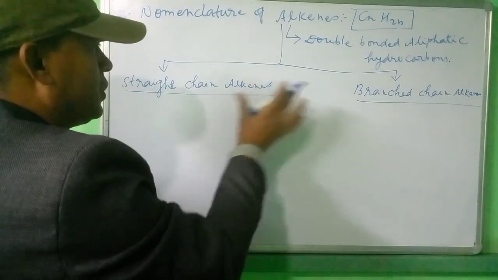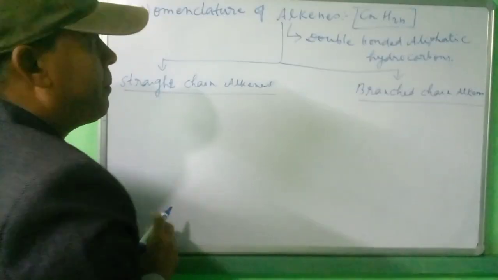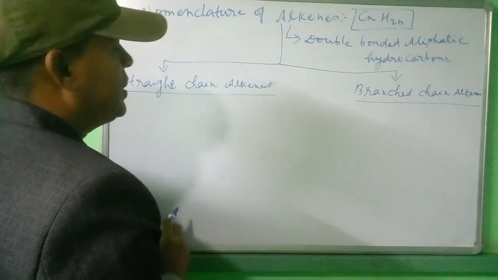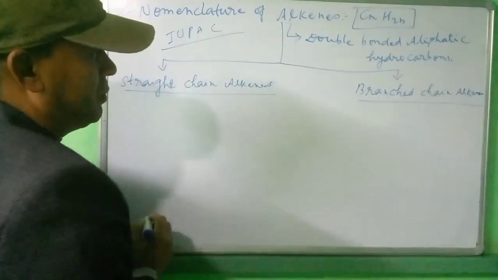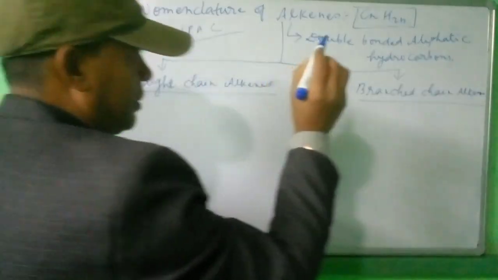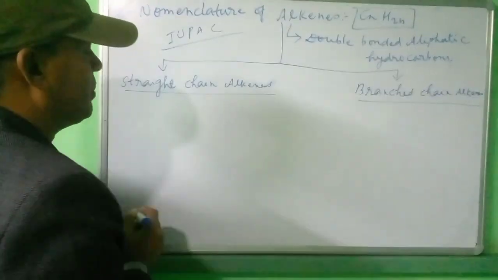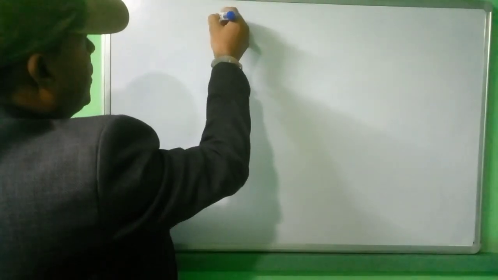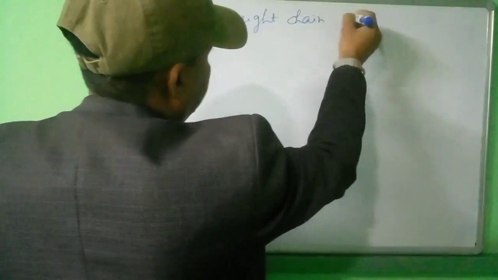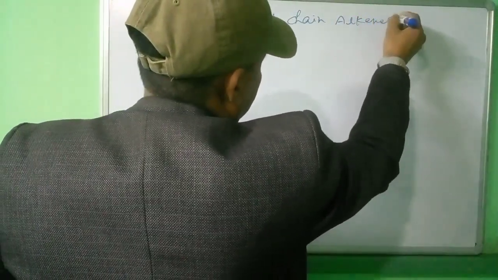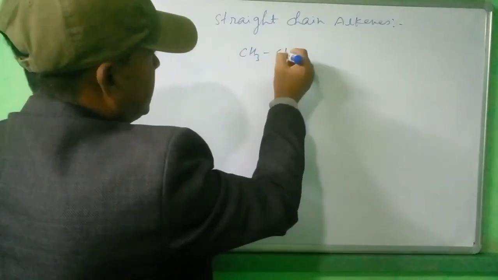In two different compounds, we have to write the name of the given organic compound, means the IUPAC name. So here the IUPAC name of both compounds, either straight or branch chain. What type of compounds are given in the question paper? So now first we write the straight chain alkenes.